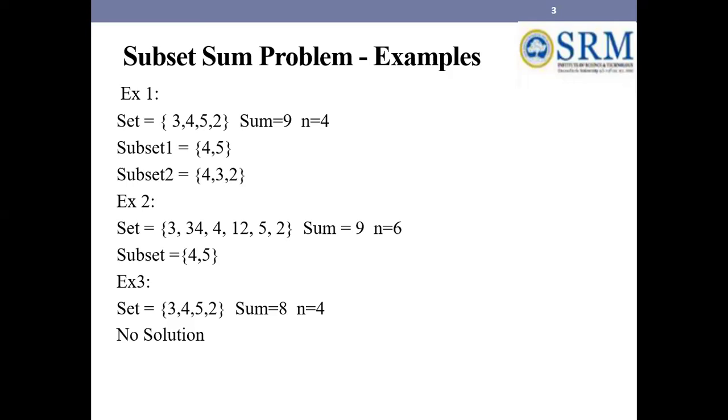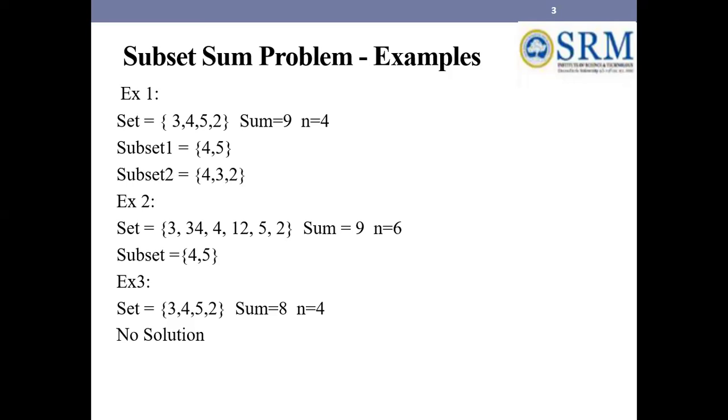For this type of problem, we can have more than one answer or no solution. A problem can have 0 solutions, 1 solution, or more than one solution. The second subset is 4 plus 3 plus 2, which is 9. So we have another subset whose sum is equal to 9. In the second example, there are 6 values and the target sum is 9. There is only one subset, 4 plus 5, with sum equal to 9, so there is only one combination.